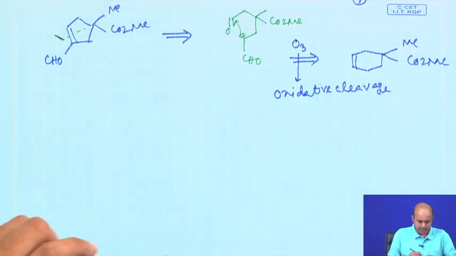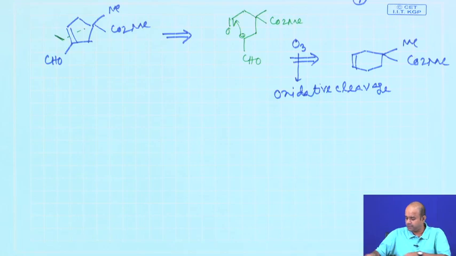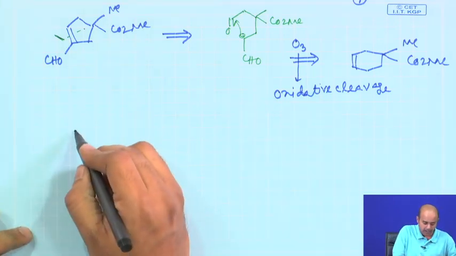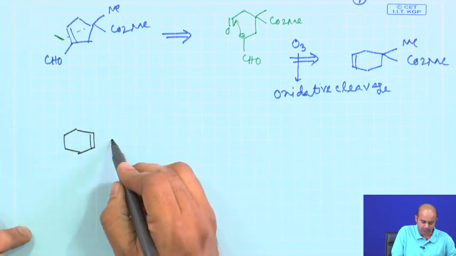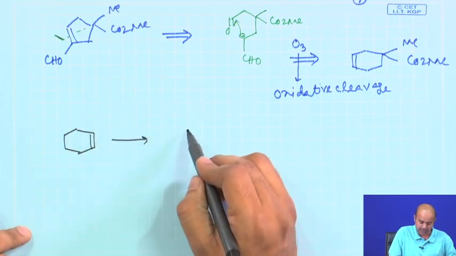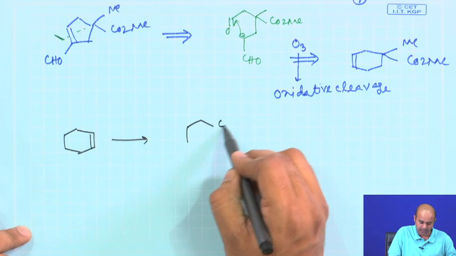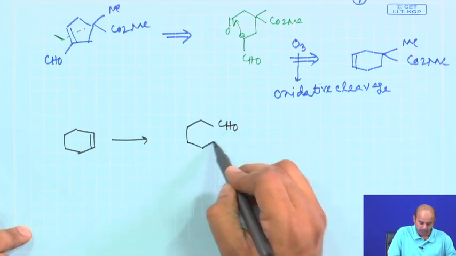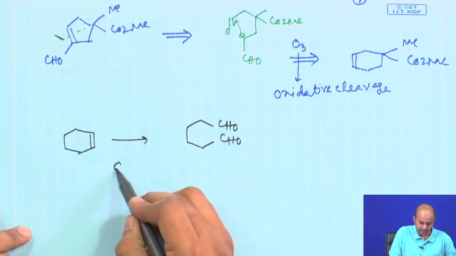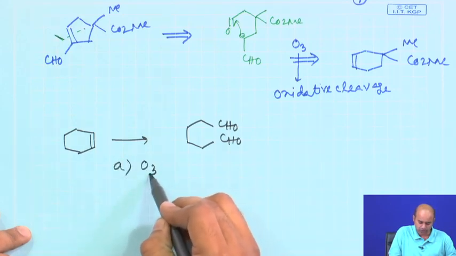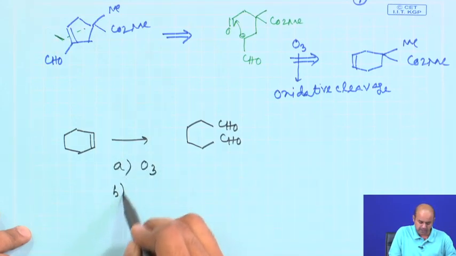Now, this kind of reaction is fundamentally very useful, and you will find in many cases that if you have a cyclic compound, you want to cleave it to the corresponding dialdehyde. And what reagent of choice? What kind of reagents do you want to use? The best reagent is ozone. You can do ozonolysis. There are other reagents.